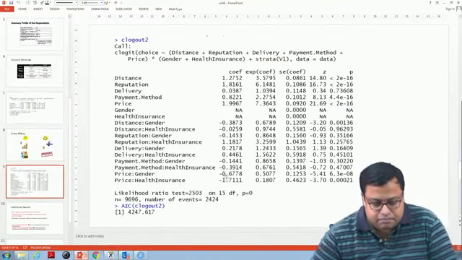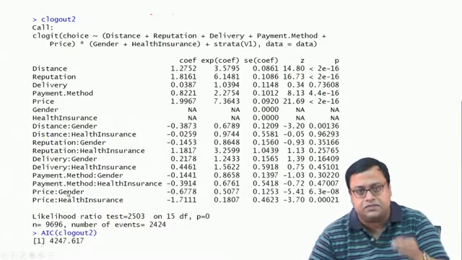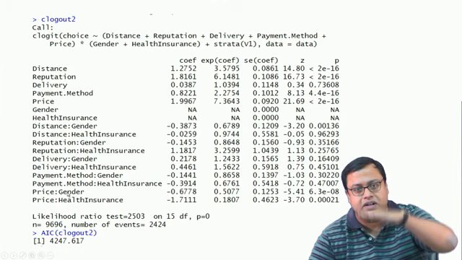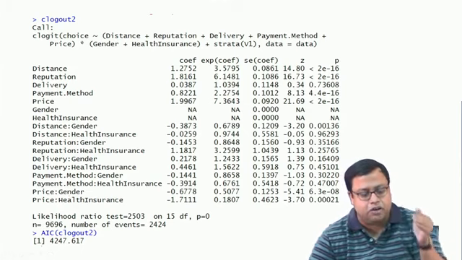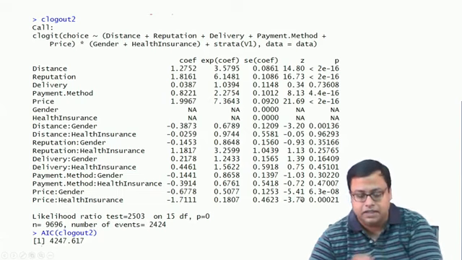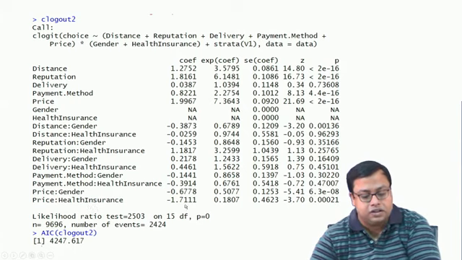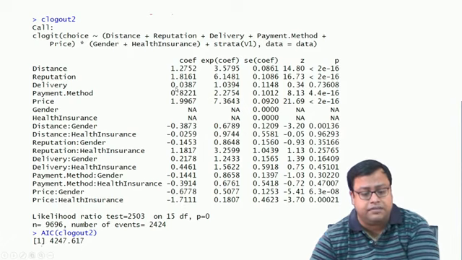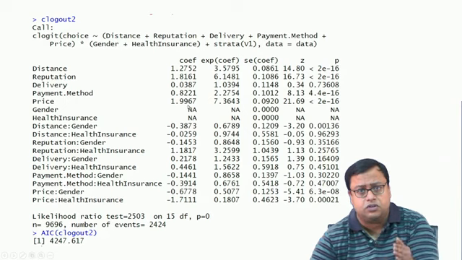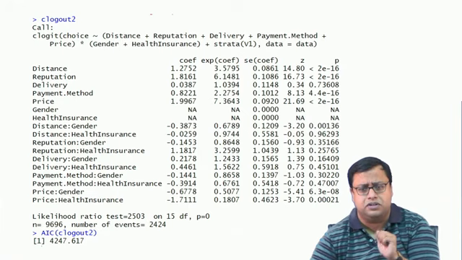Similarly, as gender changes from level 0 to level 1, that means from female to male, your price sensitivity drops. This one is also significant. And the last one is when you have health insurance, then also your price sensitivity drops, and it drops like hell, like 1.7. See here, price utility is 1.99 from level 0 to level 1, but that is very different when you have health insurance or not.